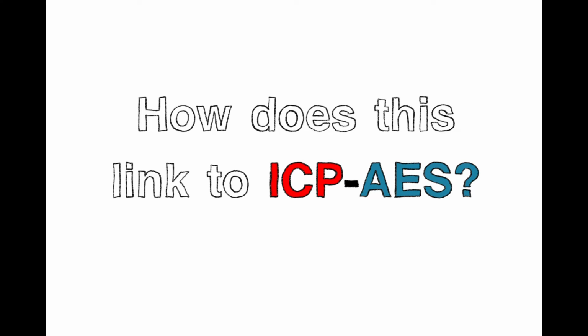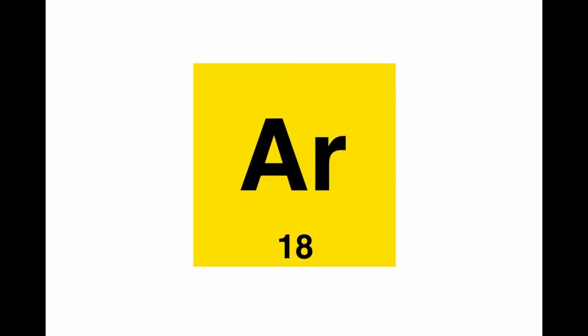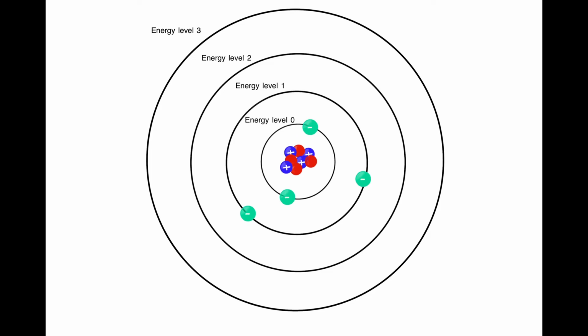The principle of the ICP-AES relies on argon gas being heated until it reaches the plasma state. The energy is supplied by electric currents, which are produced by electromagnetic induction, hence the ICP part of the name. When atoms are heated, the electrons absorb energy and get promoted to higher energy levels.